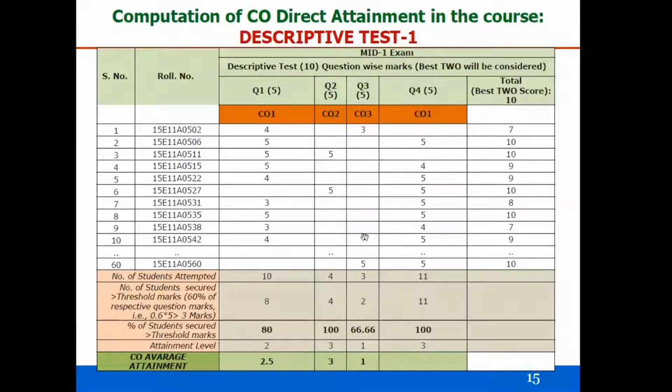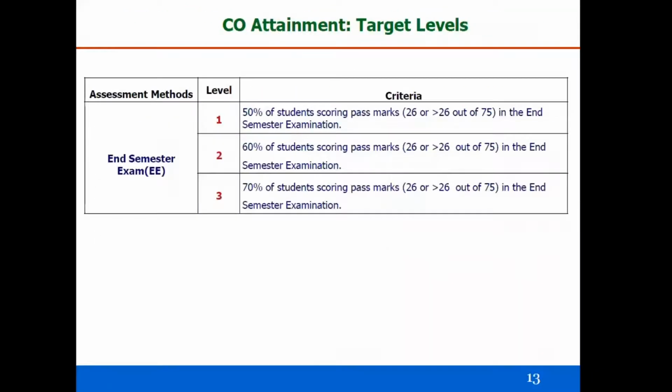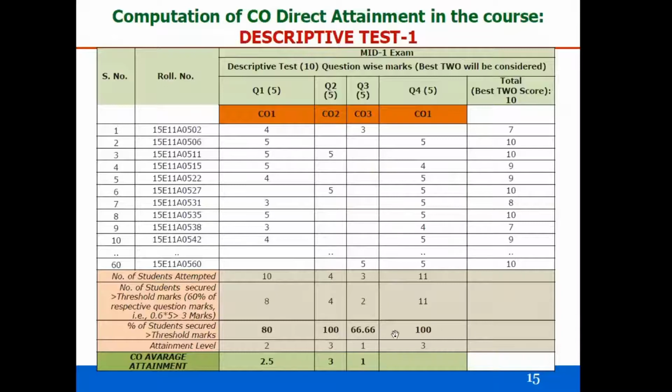Then similarly, another question, question 3 here, number of students attempted 3, then who secured greater than 3? 2 students, then 2 by 3. So you will get 66.66. Now that 66% lies in which level? Now we can see 60 to 79 for descriptive test, 60 to 79. So here our percentage 66. So we have to consider level 1. Okay, like that. Now next question also here securing 100%, that is level 3.